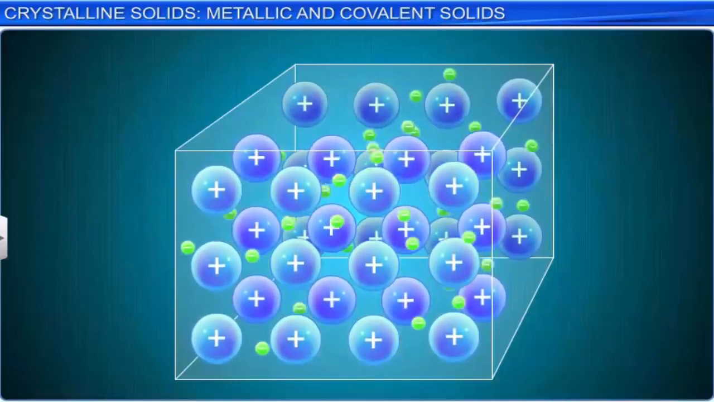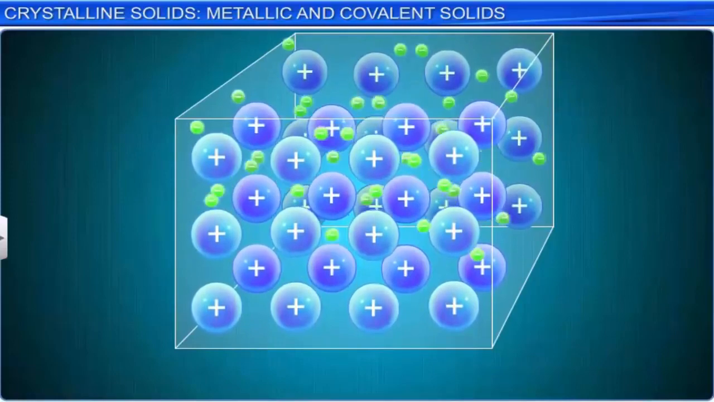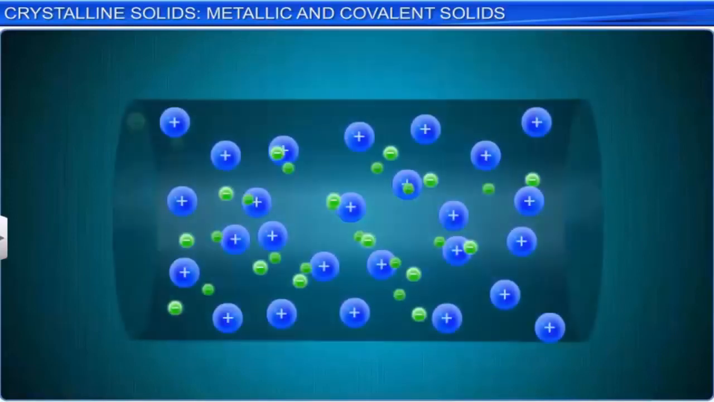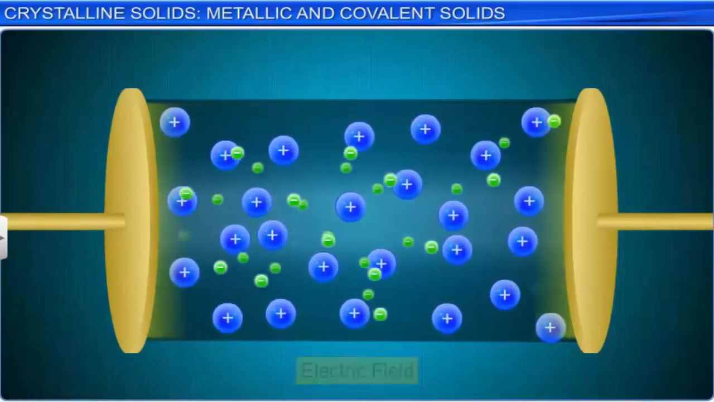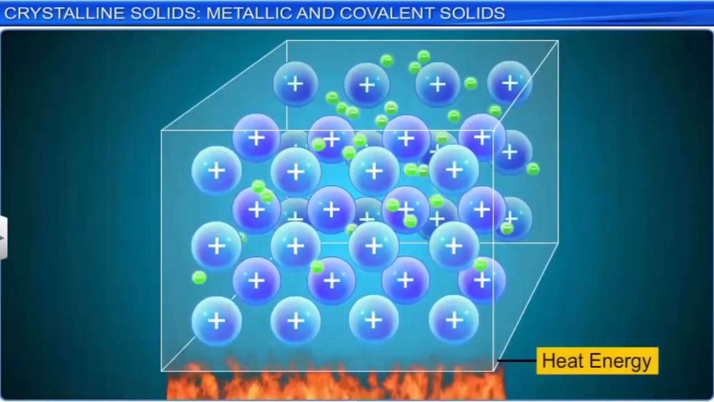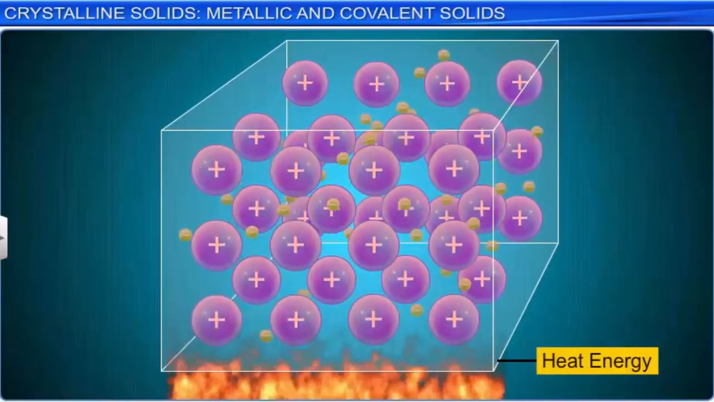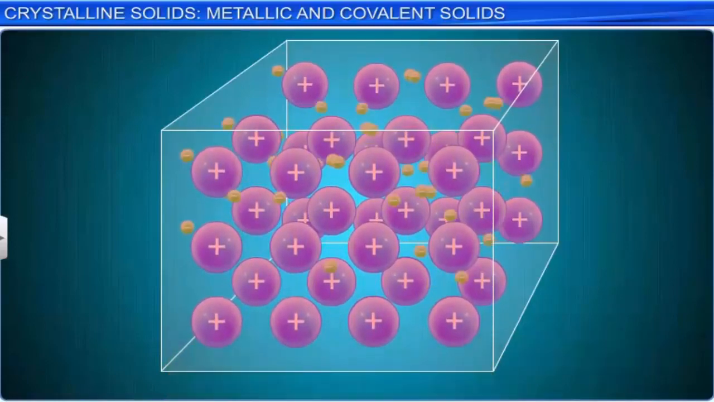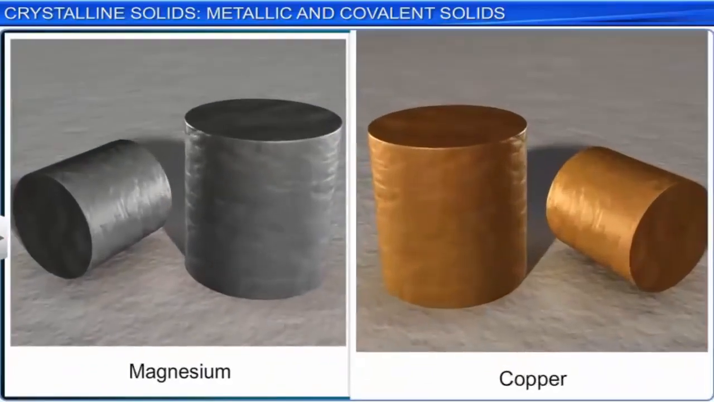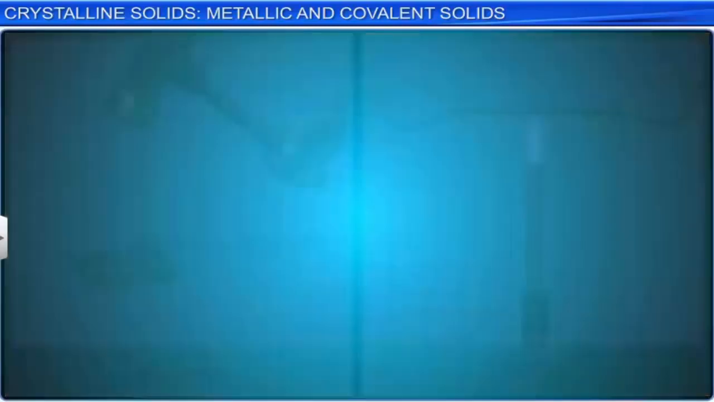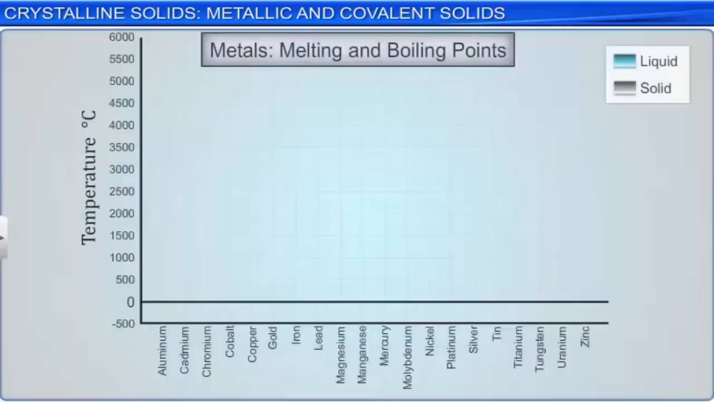These free and mobile electrons make metallic solids good conductors of electricity and heat. The electrons flow through a network of positive ions when an electric field is applied. Similarly, when heat is supplied to one corner of a metallic solid, the free electrons spread the thermal energy evenly throughout the solid. The presence of free electrons also accounts for the luster and color in some cases. Metals are highly malleable and ductile. Metallic solids have fairly high melting and boiling points.